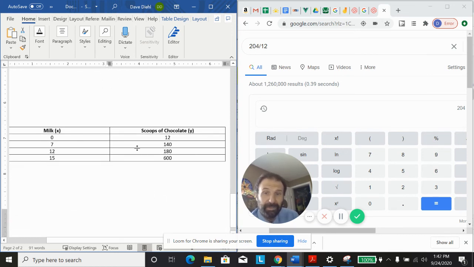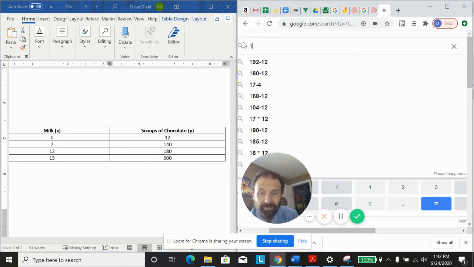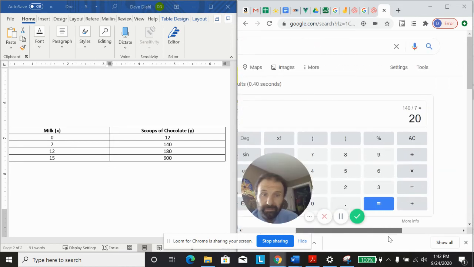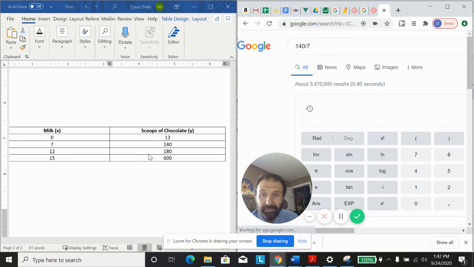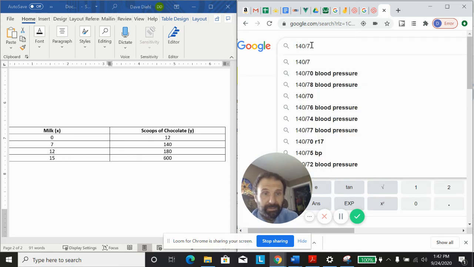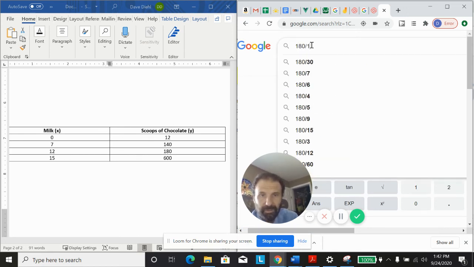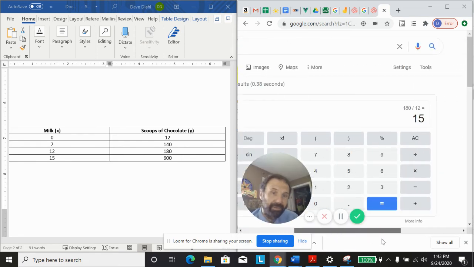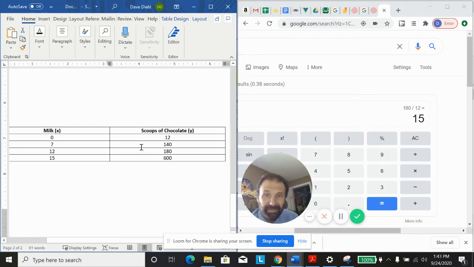Let's look at this one. Let's see what 140 divided by 7 is. It's 20. All right. So that means if 180 divided by 12 is 20, then I have potentially a proportional function. Well, it's not. So that means 7 times 20 is 140, but 12 times 15 is 180. Therefore, this does not have a constant of proportionality, and therefore this is not a proportional function.